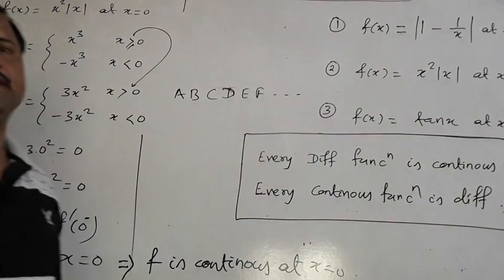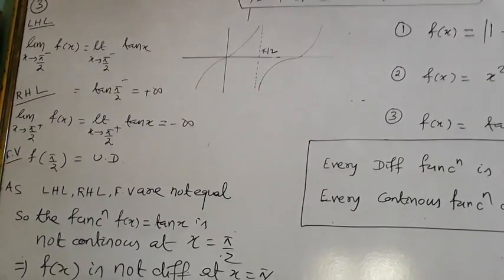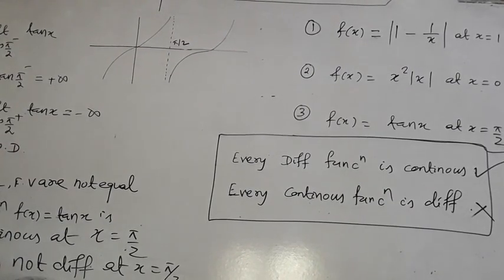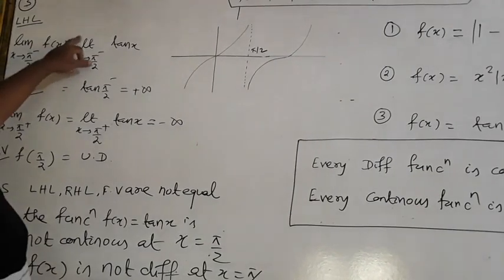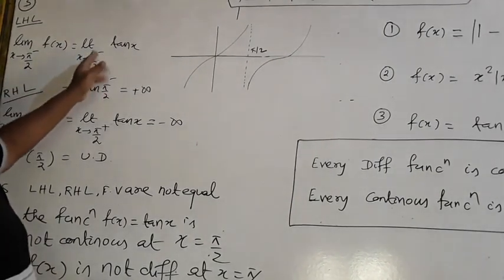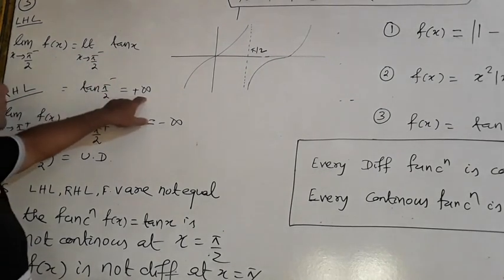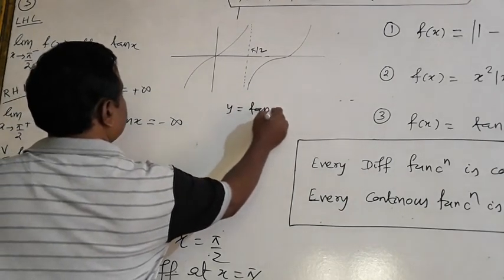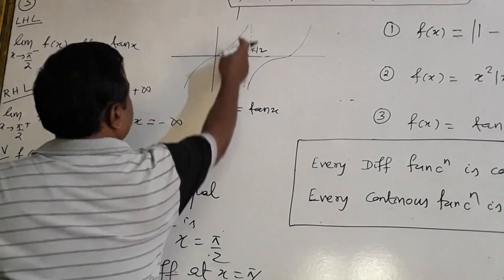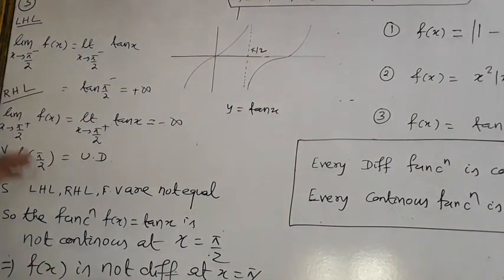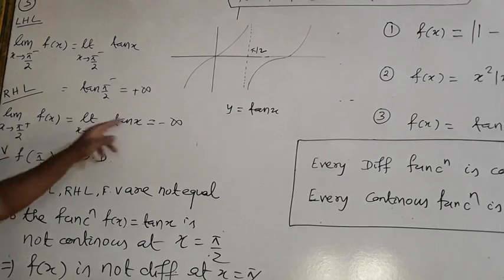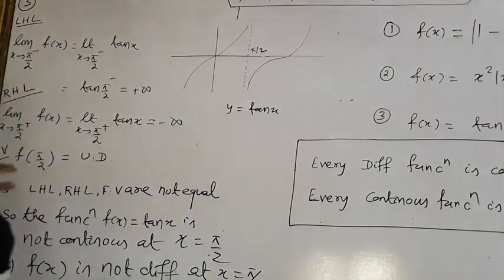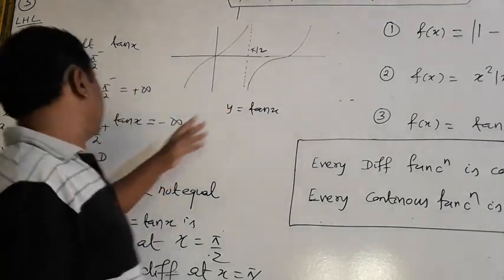Okay. Now number 3. f(x) is equal to tan x. First we have to test the continuity, then the test of differentiability will occur. Now limit x tends to pi by 2 of f(x), limit x tends to pi by 2 of tan x. When x is slightly less than pi by 2, the result is plus infinity. Look at the graph of y is equal to tan x. When x is less than pi by 2, the value is infinite. When x tends to pi by 2 plus, the value is minus infinity. And at x is equal to pi by 2, there is no value, so it is undefined.